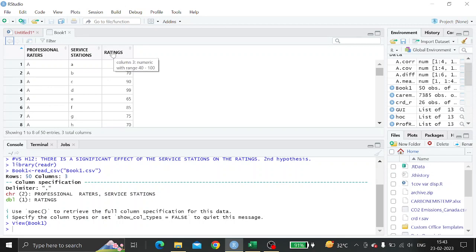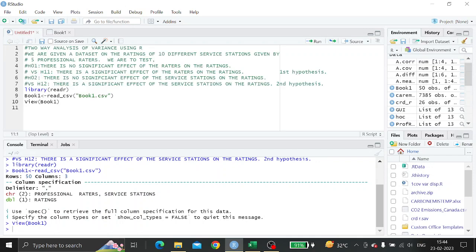You can see that R is treating the ratings as a numeric variable, which is what we wanted. But the service stations, R is treating as character, and similarly the professional raters are also being treated by RStudio as character. But they are not character, they are actually the factors affecting our ratings. So we need to convert them into factors, and for this I use the as.factor function to convert the professional raters and the service stations from character to factor.